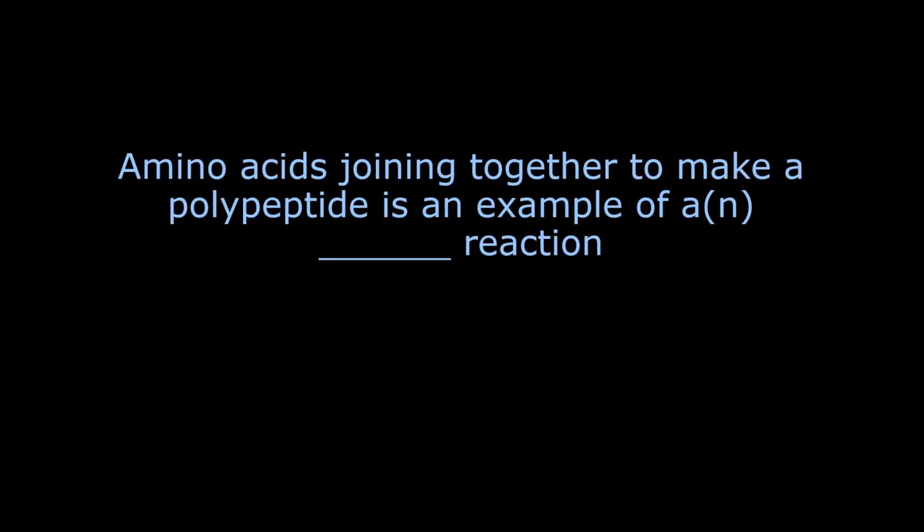Amino acids joining together to make a polypeptide is an example of, okay, we're building something. We're taking individual amino acids and we're building them together. So that's either going to be anabolic. It could be described as synthesis or dehydration synthesis even. Let's see what our choices are. Synthesis right off the bat. That looks like the winner right there.